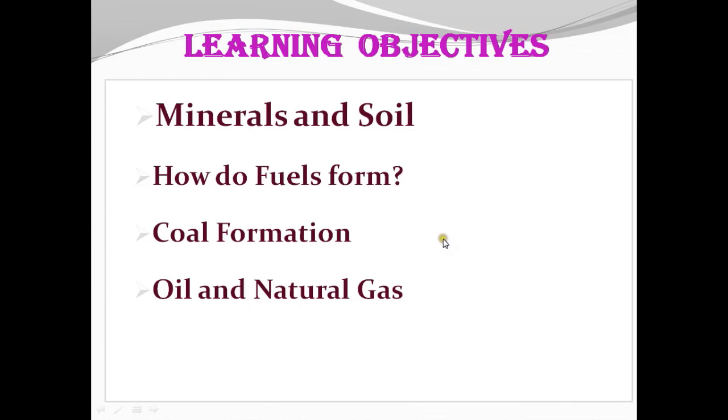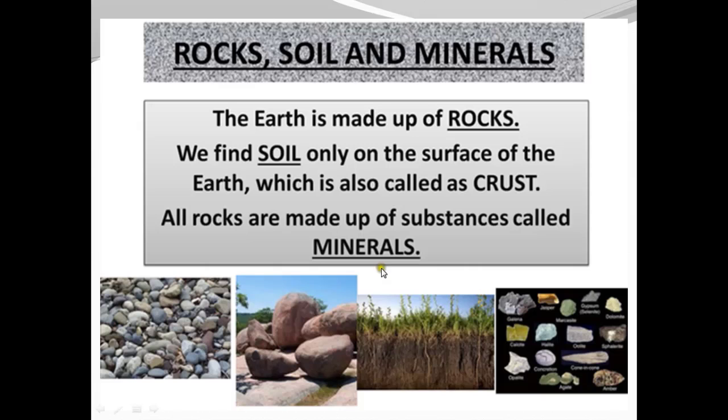In our last discussion, we discussed renewable and non-renewable resources, and in continuation with that, we are going to start with minerals and soil. Also, we are going to talk about how fuels form and how coal formation happens. Also, we are going to see oil and natural gas formations. So these all we are going to study today. So let's talk about minerals and soil.